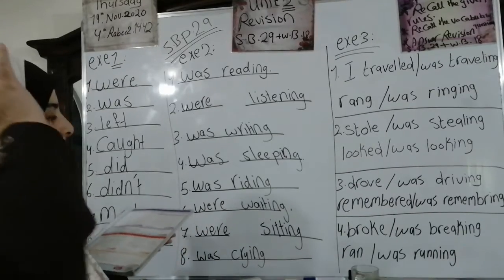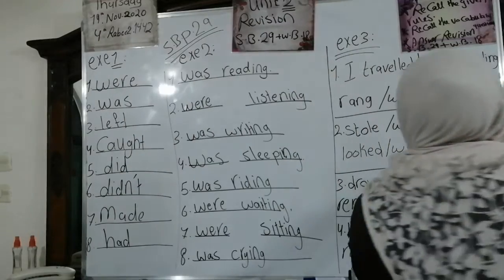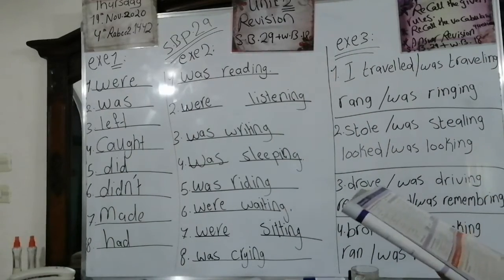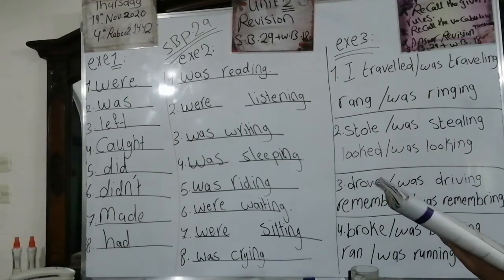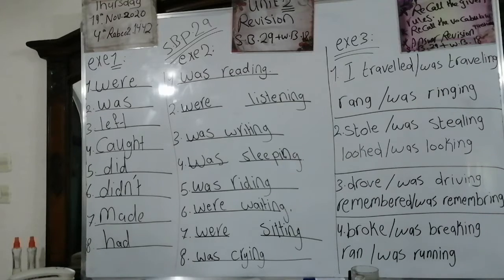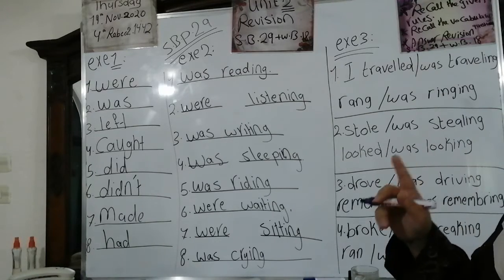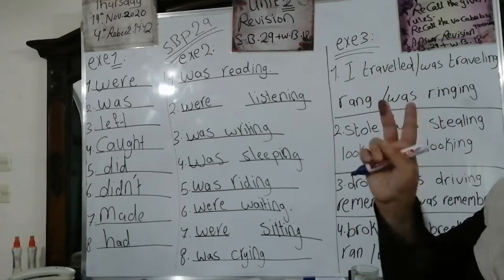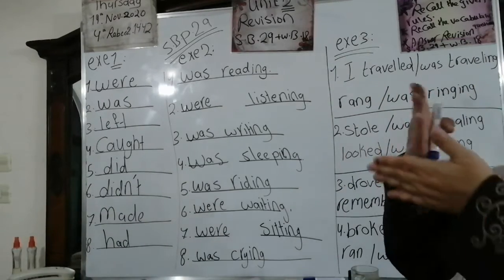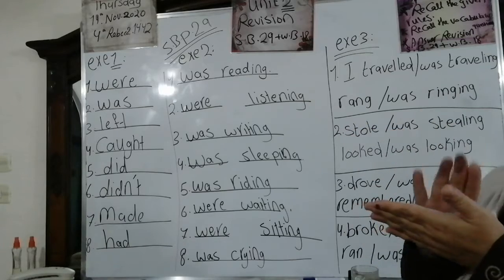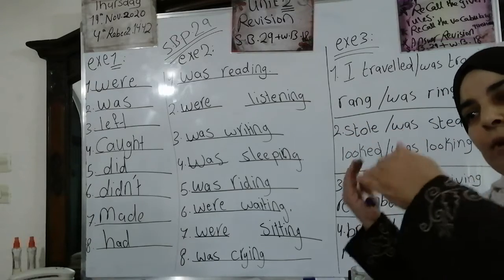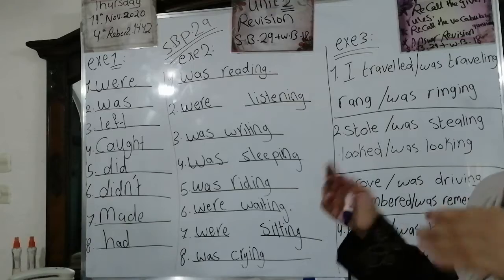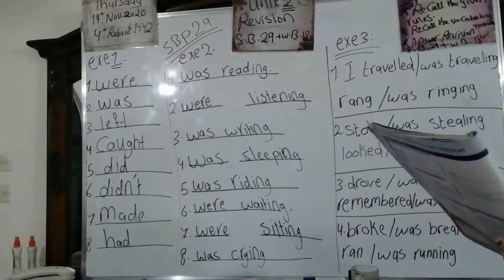Now, let's move to exercise number 3. Past continuous and past simple. Choose the correct alternative. We said one use of the past continuous is when we have two actions that happened in the past, and one of them interrupts the other. The main action is the past continuous and the verb that interrupted it is the simple past. Okay? Now let's move to number 1.